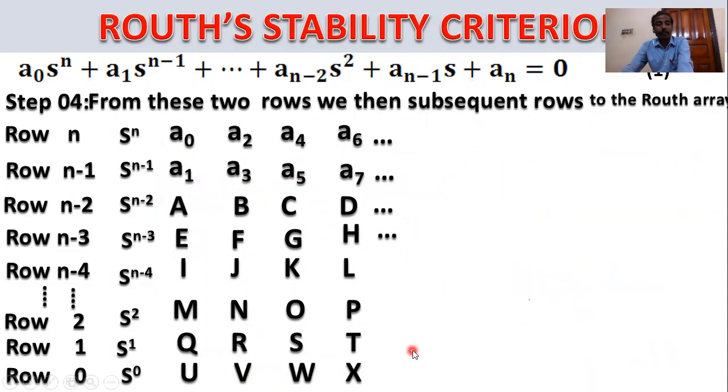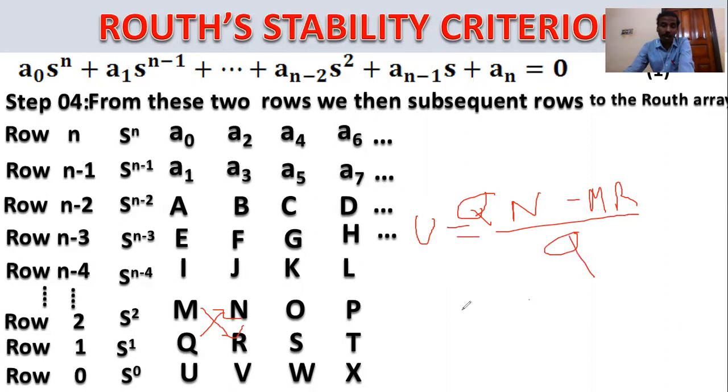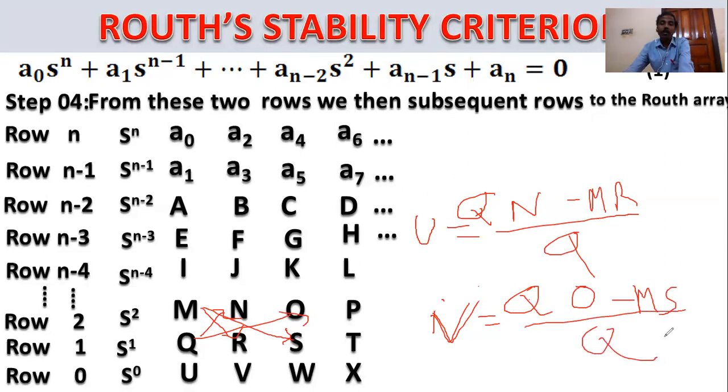What is the magnitude of U? Suppose U equals Q into N minus M into R, divided by Q. Similarly, V equals what? V equals Q into O minus M into S, divided by Q. So ultimately A, B, C, D, E, F, G, and up to X.